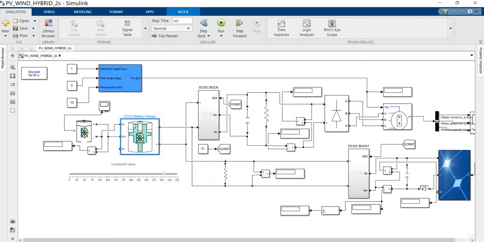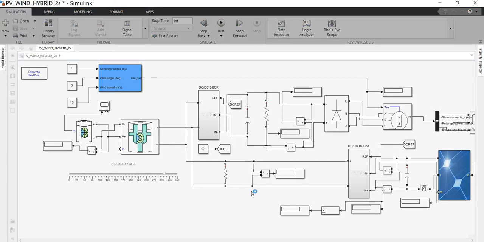Suppose you need the proper explanation, you may see my earlier video. I have also explained this battery and the charge controller in detail. Okay, right. Now I am going to run the file. What will be the output we are expecting, right?